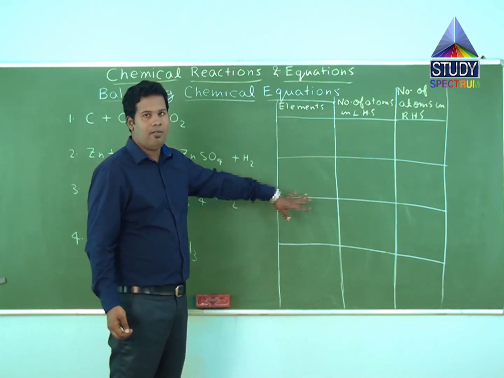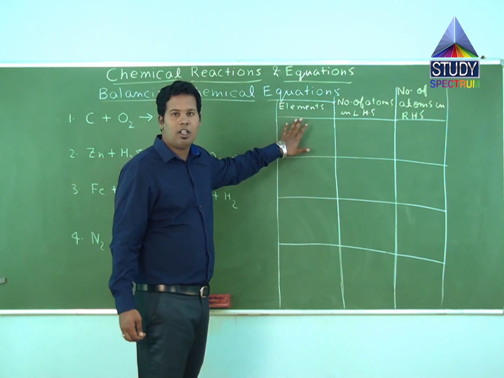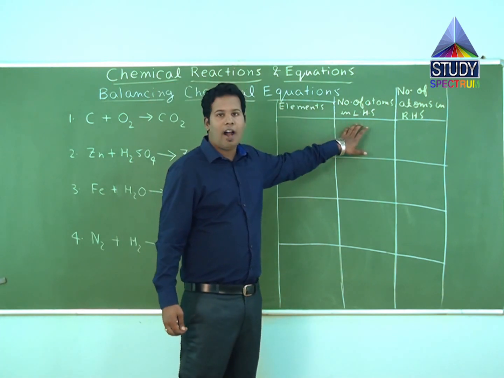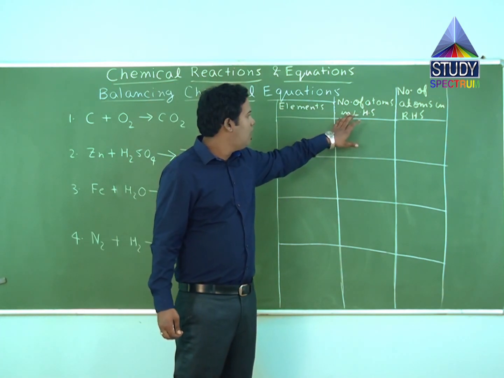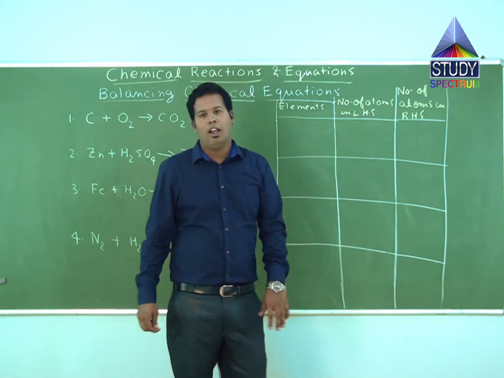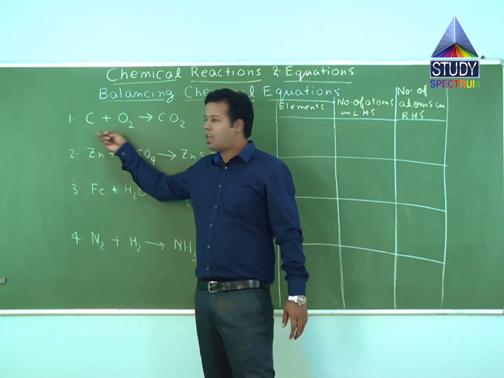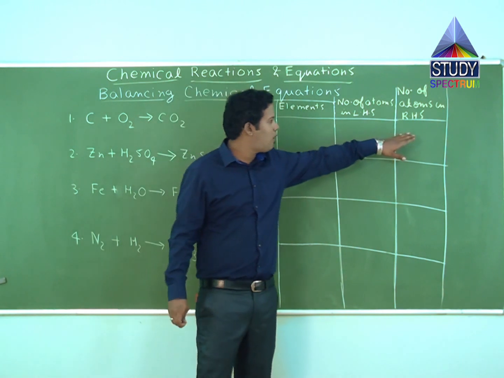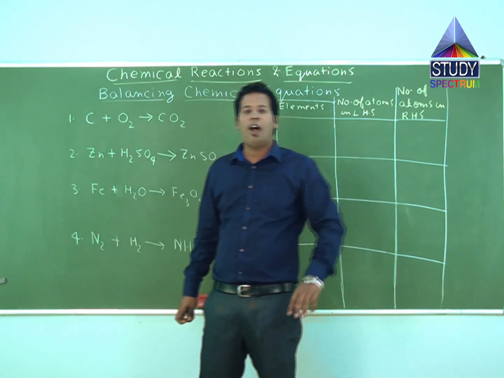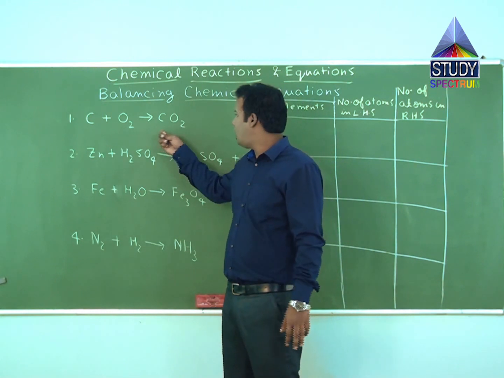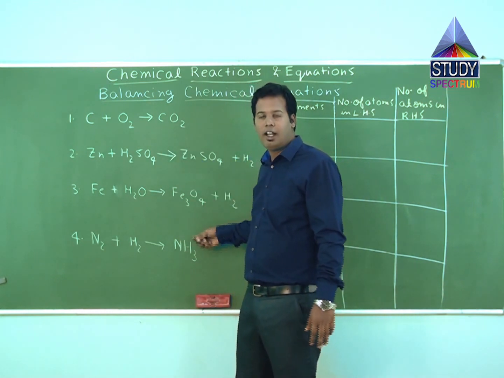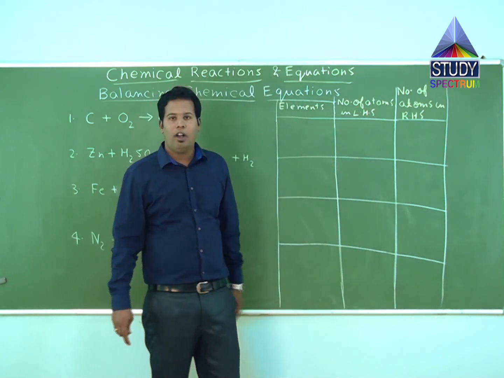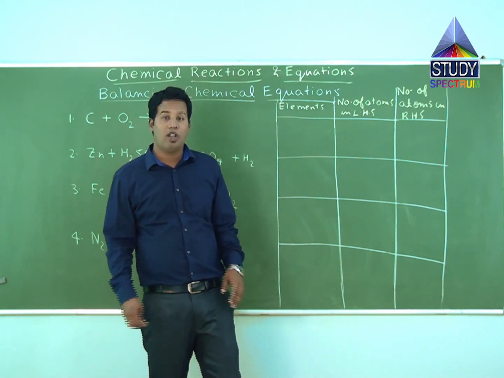On the left hand side you can see the first column is elements, which are the elements involved in a particular equation. The second column is number of atoms in LHS, which means the number of atoms of each element written on the left hand side, before the arrow. And the third column is number of atoms in RHS, which means the number of atoms of those same elements on the right hand side, that is ahead of the arrow. Correct? So these are the 4 examples which we are going to see, and these 3 columns will help us to balance the chemical equation to follow conservation of mass.